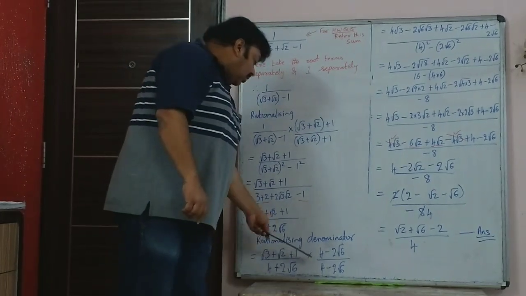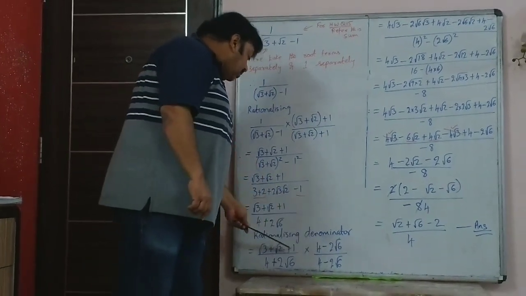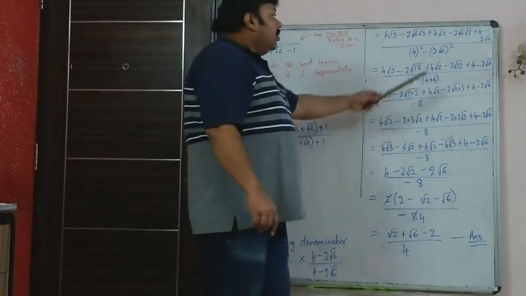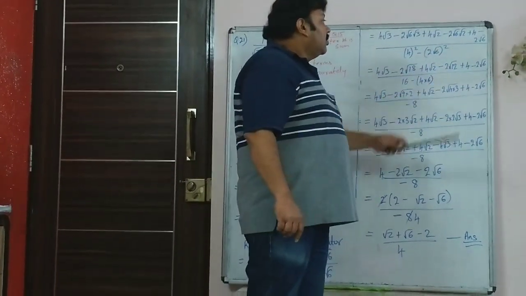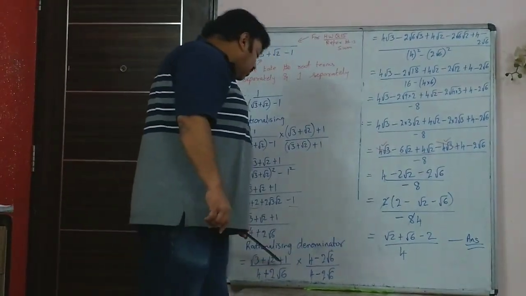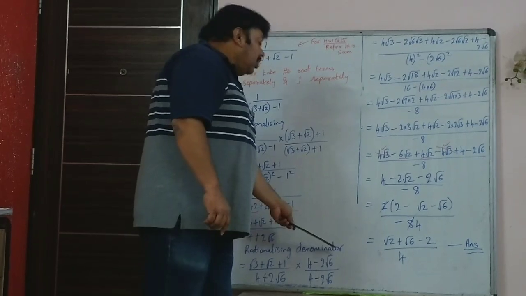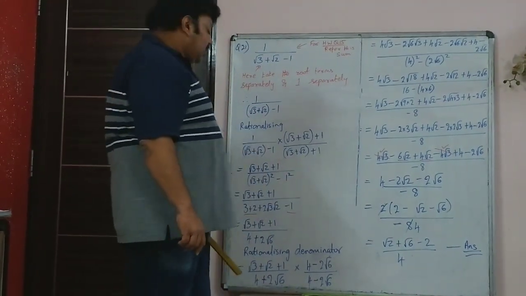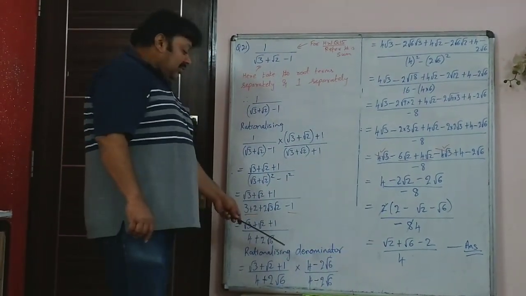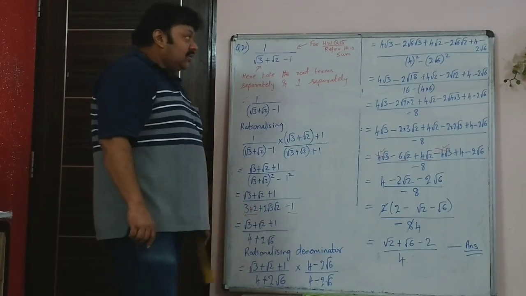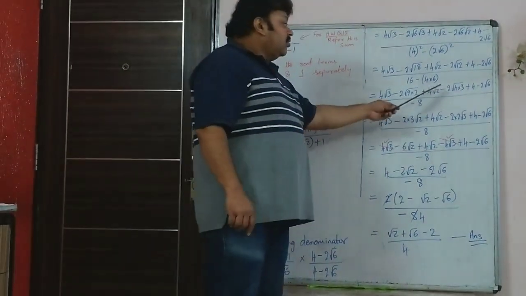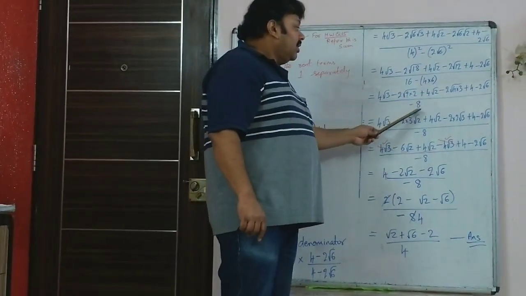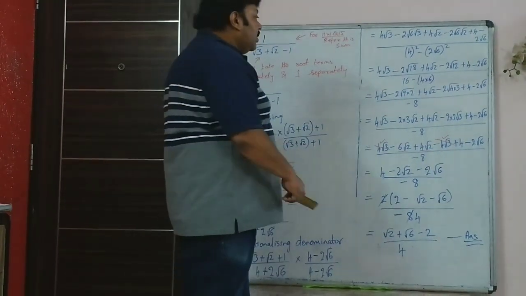Second is 4 root 2 minus 2 root 6 into root 2. Root 6 into root 2 is root 12. And the last one is 1 into this, both the terms, so 4 minus 2 root 6. The denominator becomes 16 minus 4 into 6. 4 into 6 is 24, so 16 minus 24 is minus 8.